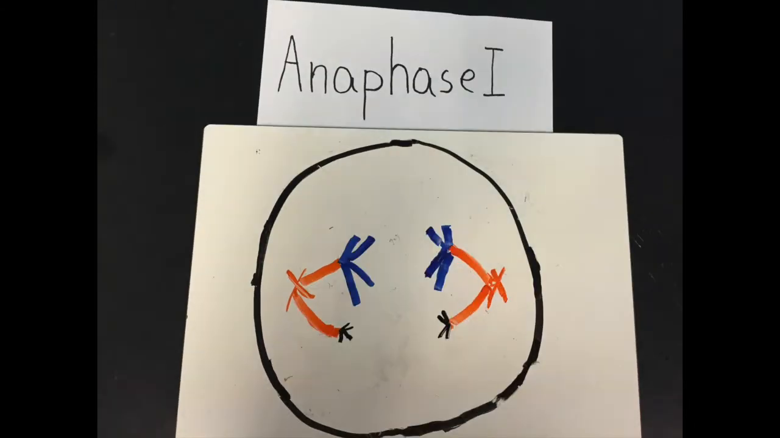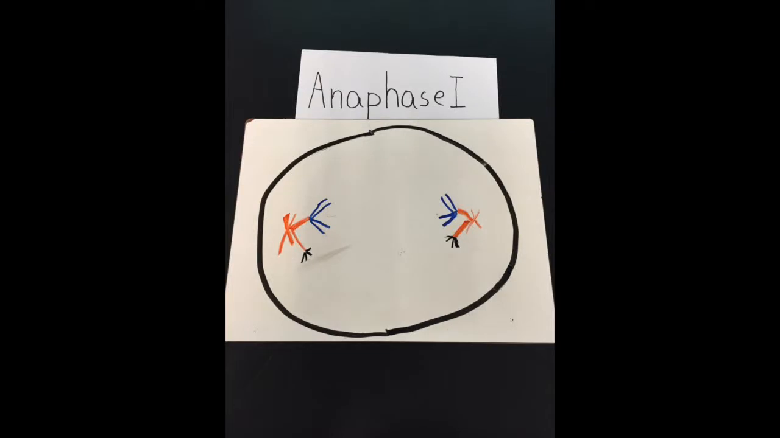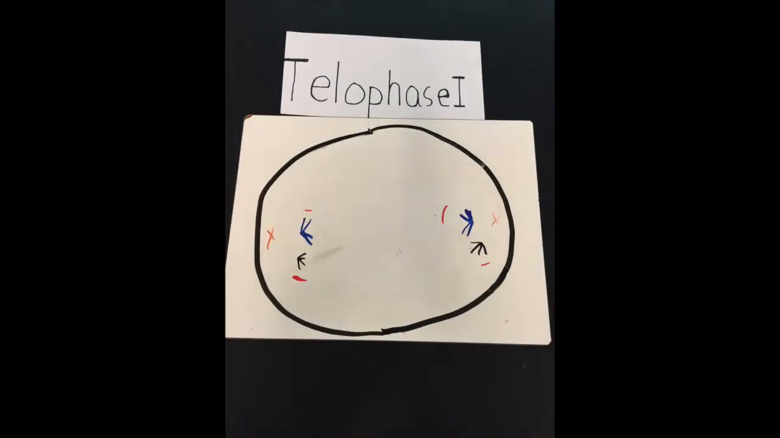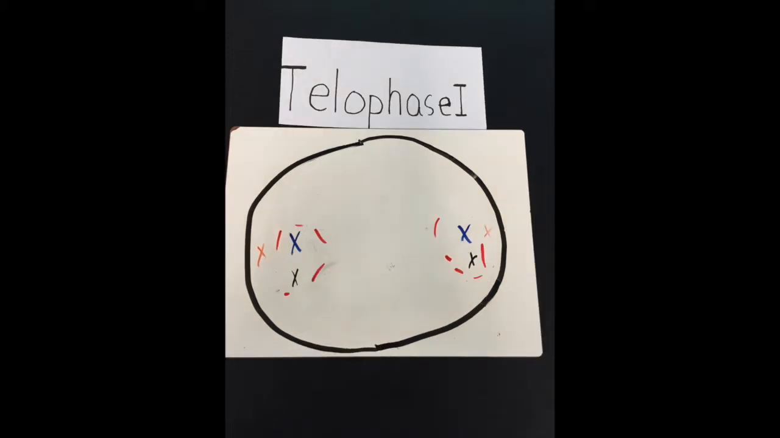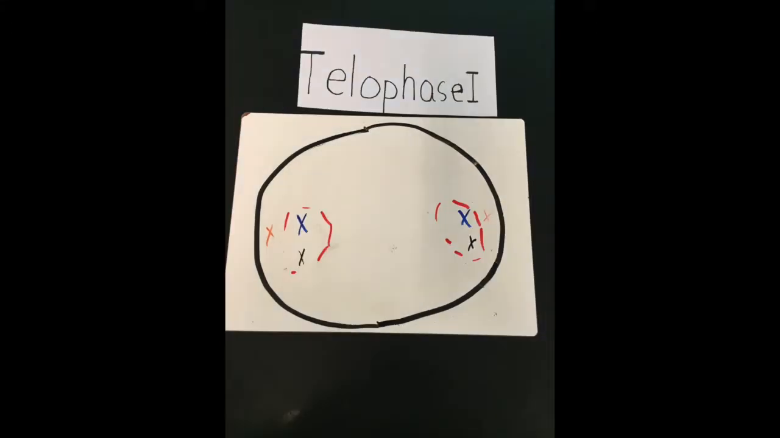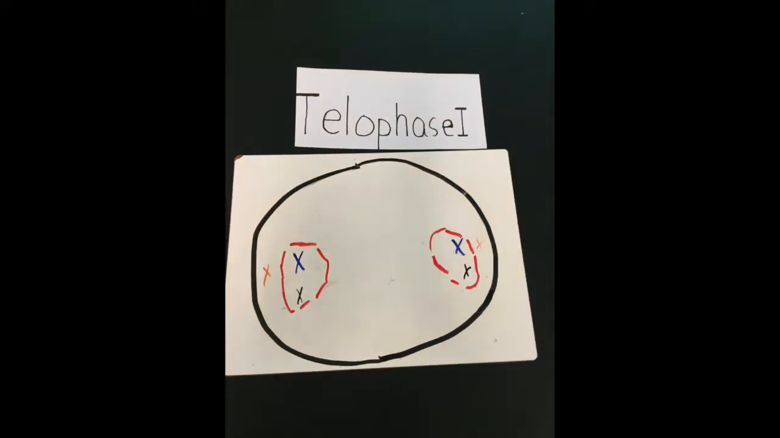In anaphase 1, after the spindle fibers connect to the centromeres, the homologous pairs are separated on ends of the cell towards the centrioles. During telophase 1, the duplicated chromosomes are now on opposite ends of the cell. A nuclear membrane is now forming around the two groups of chromosomes. Telophase 1 differs from telophase in mitosis because there are still duplicated chromosomes, and the daughter cells are not identical.